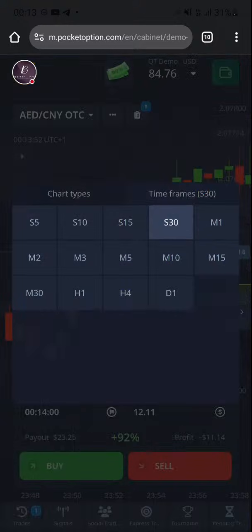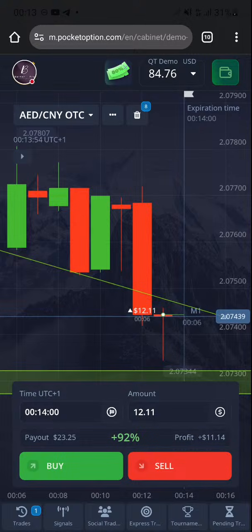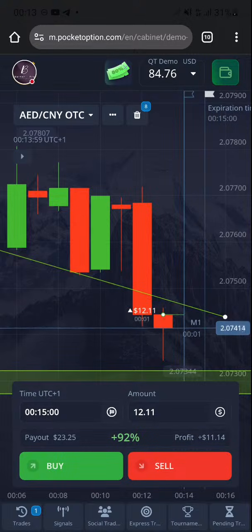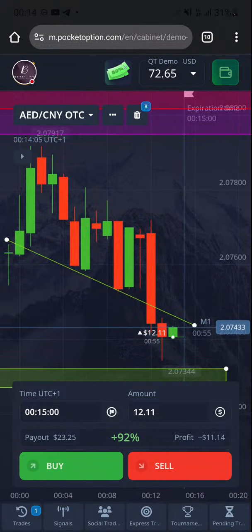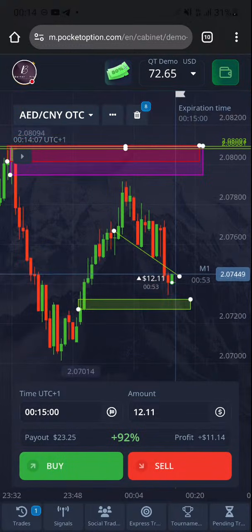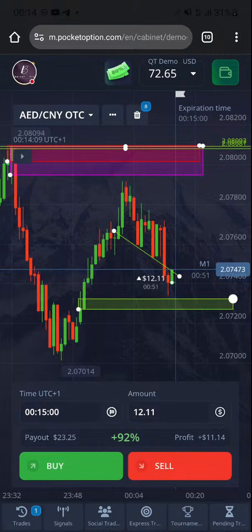But everything points to the buyers coming in here. So let me go back to M1. Yeah, I was expecting that actually. Please don't jump down. Come on. Though I would have entered under this round number. That would have been the best place to enter. And this area also was a very good lower time frame entry.